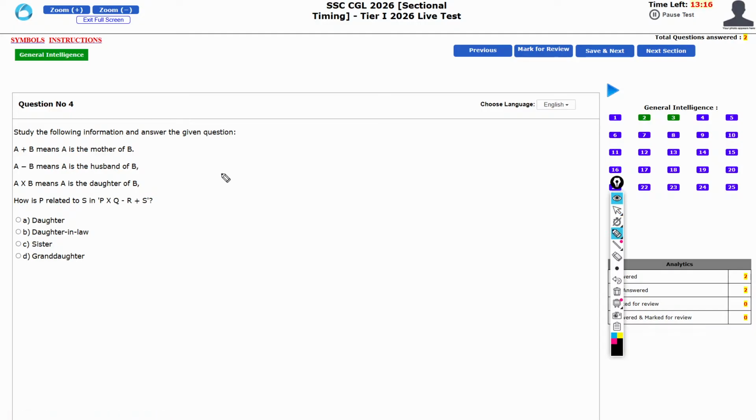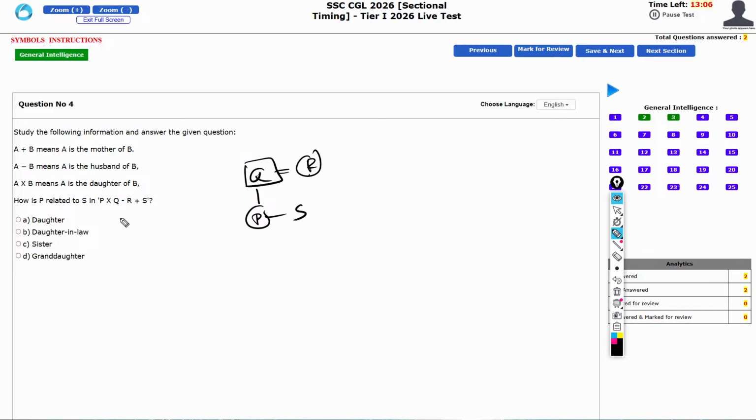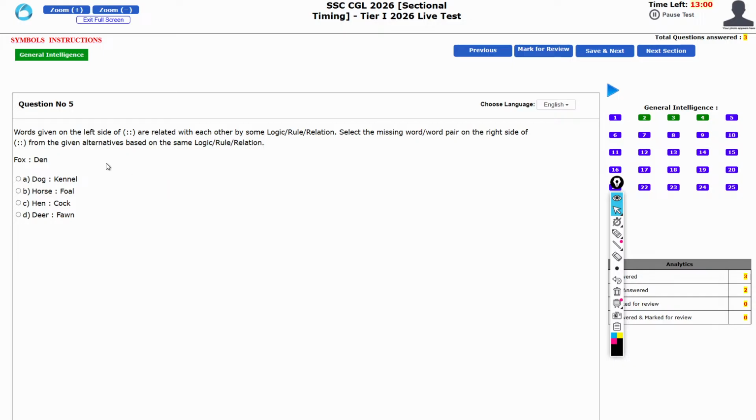Next one is blood relation. P is daughter of Q. Q is husband of R. R is mother of S. How is P related to S? So P is sister. Fox stays in den. So dog in kennel, horse in foal. So I think this one is all right.